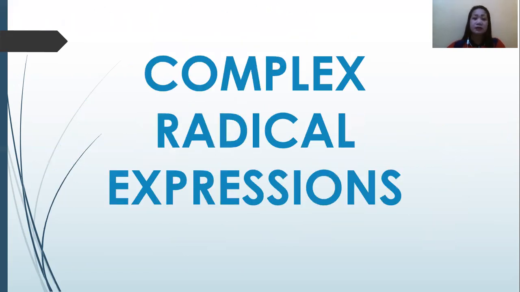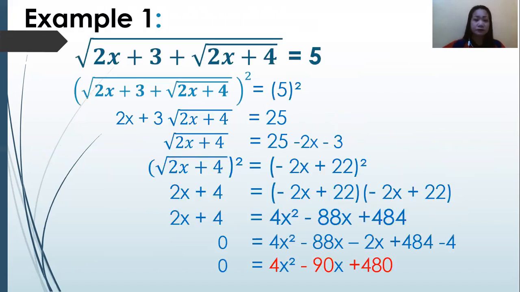Let's proceed to complex radical expressions. It's a long method here. We have example number 1. The equation is the square root of 2x plus 3 plus the square root of 2x plus 4 is equal to 5. In this case, we are going to find the value of x, and which value of x is the correct one in order for the equation to be equal to 5.